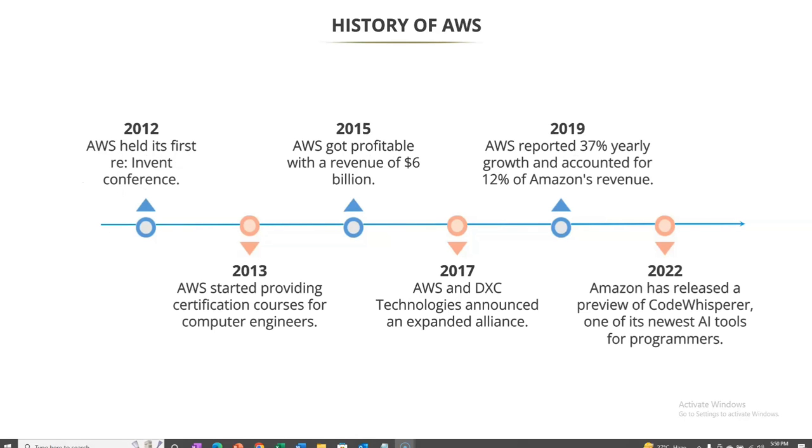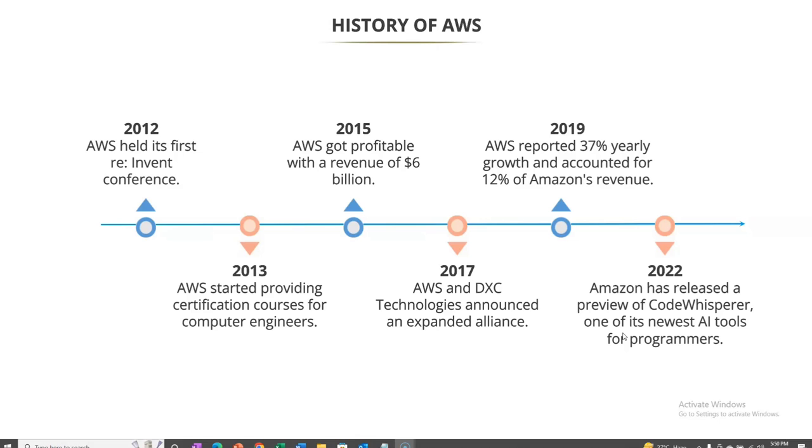In the year 2012, AWS held its first re:Invent conference. This is a platform where new technologies, upcoming technologies, or any changes that AWS is planning to offer are discussed. In the year 2013, AWS started providing certification courses for various engineers like computer engineers and IT professionals. And that's where the AWS Solutions Architect Associate and other certification programs started.